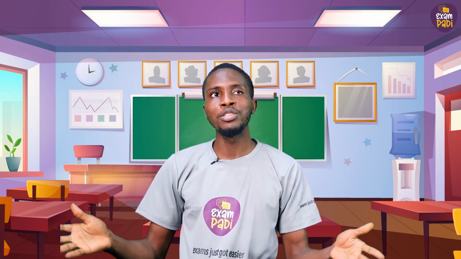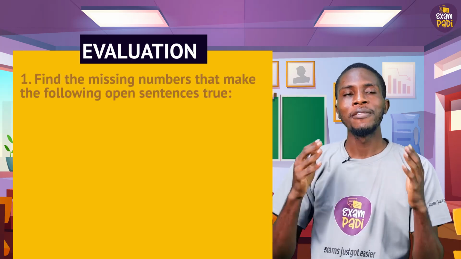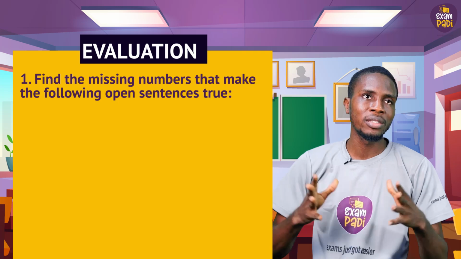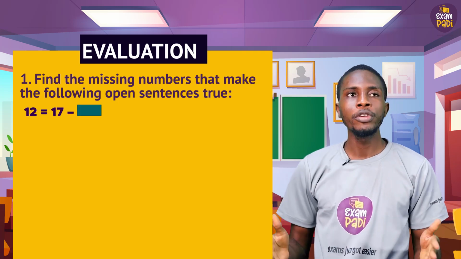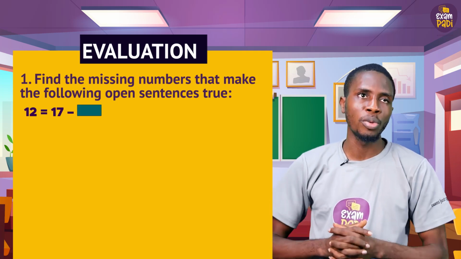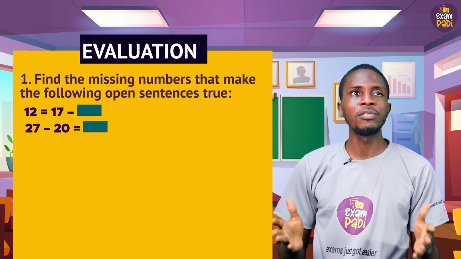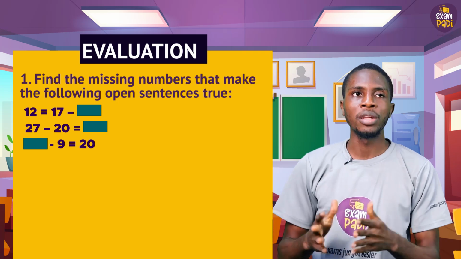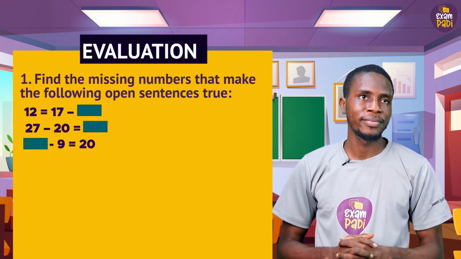Here are a few questions to evaluate yourself. 1. Find the missing numbers that make the following open sentences true. 12 equals 17 minus box. 27 minus 20 equals box. Box minus 9 equals 20.